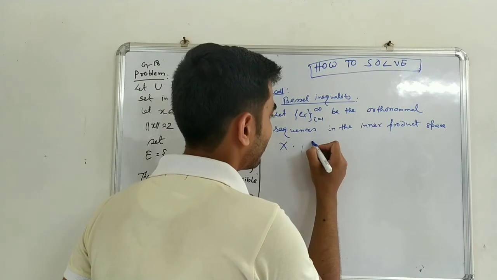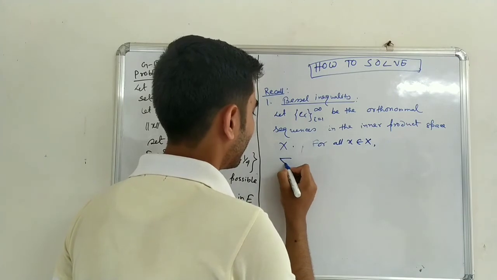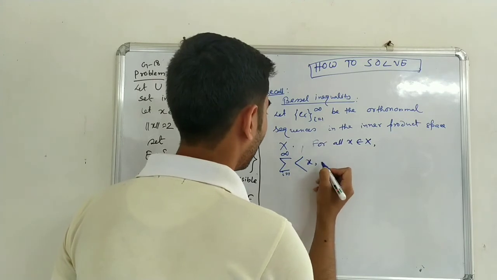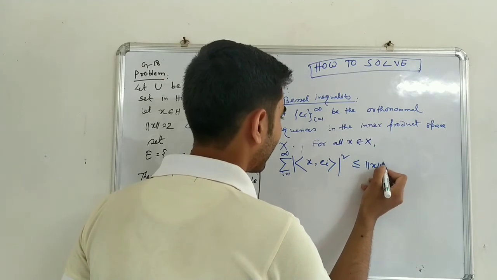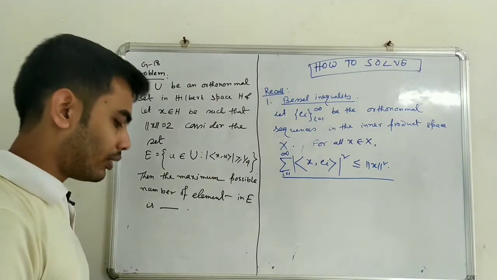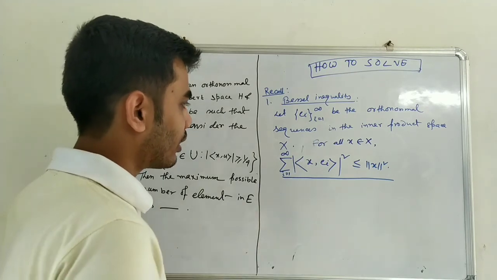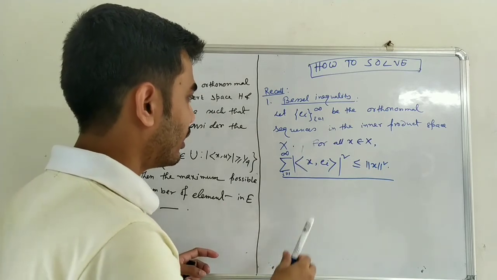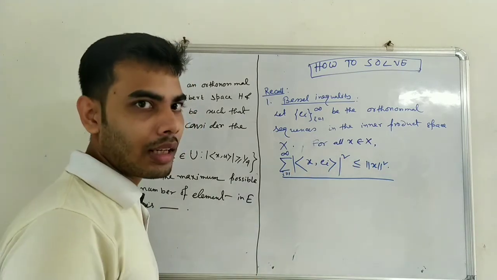Now for all x belongs to X, summation i equal to 1 to infinity, modulus of inner product of x and e_i, square, less or equal to norm of x square. So this is the Bessel inequality for the infinite dimensional inner product space.